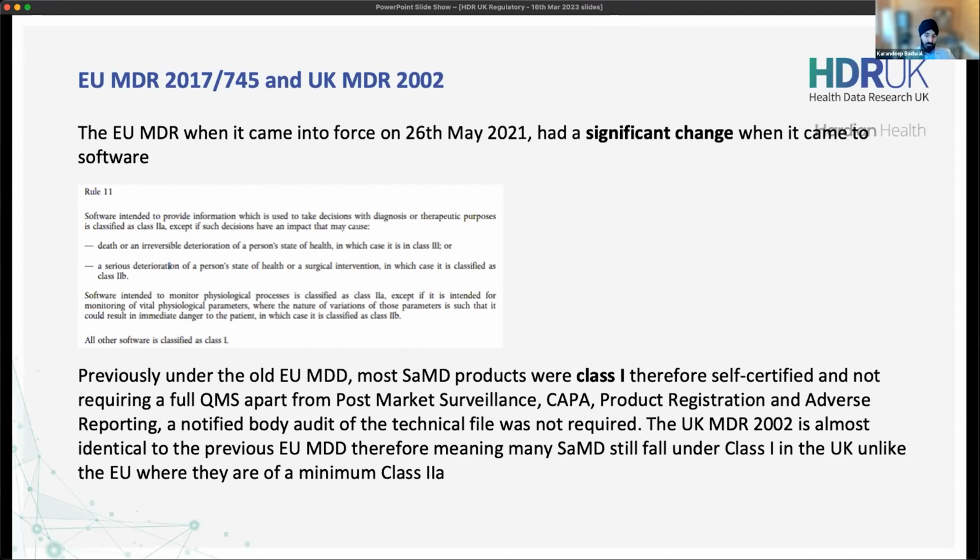So under the old EU MDD, if you were a Class 1 software, you didn't actually require a full quality management system. All you needed was post-market surveillance, CAPA, product registration, and adverse event reporting. You didn't need the full works, and now you actually do. And like I mentioned earlier, the UK MDR is basically a carbon copy of the EU MDD. So it's very important that a lot of companies understand this. The reality is that there is very, very little Class 1 software as a medical device under EU MDR, because the moment you're doing something with it or making any claims, you effectively fall under Rule 11.